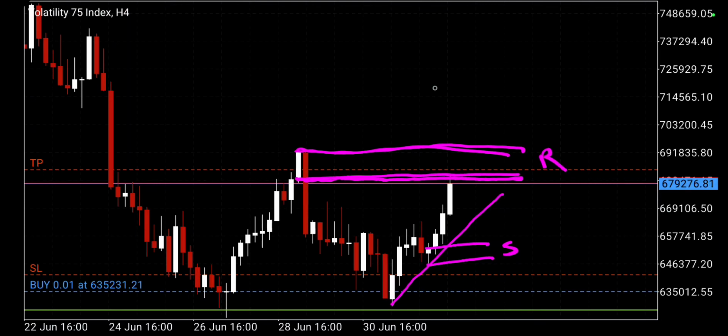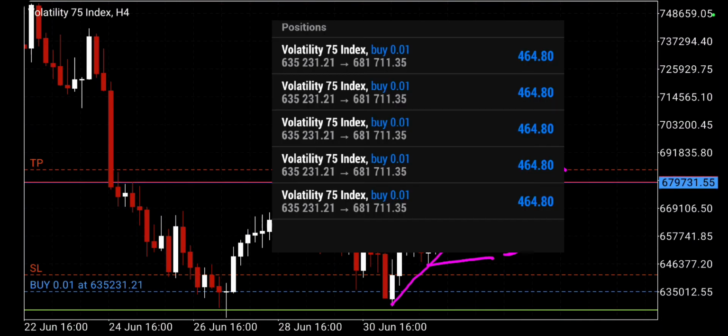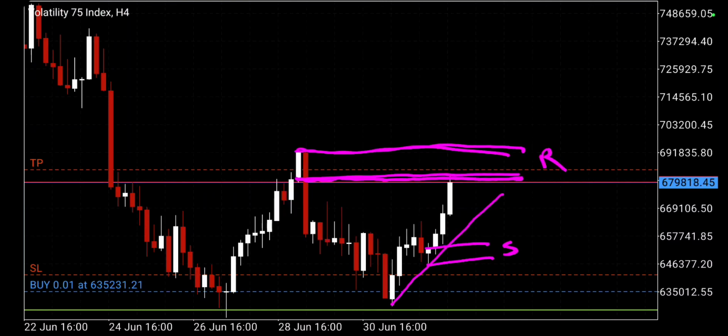So if, let's say, the price goes up, I put it there, but it's not all the trades here. I didn't take one trade, I'll show you. So I put it there, and then there's one trade that I'm going to leave running. The other ones are going to hit TP.